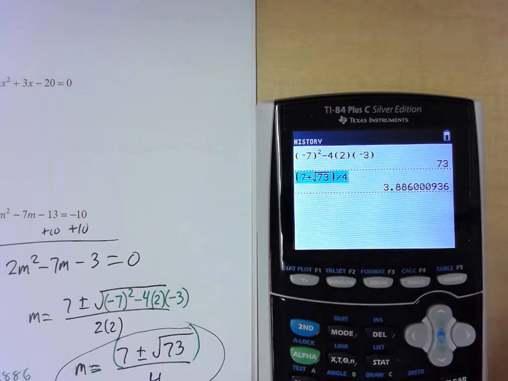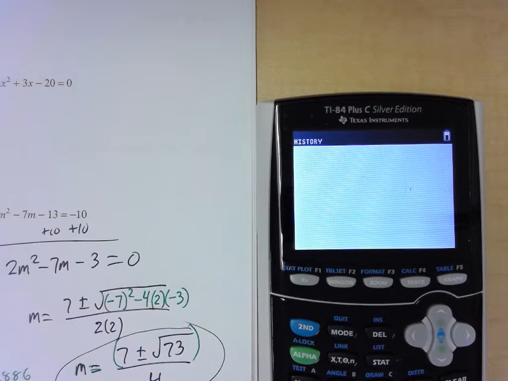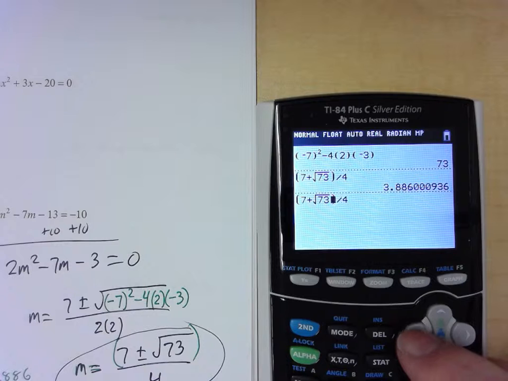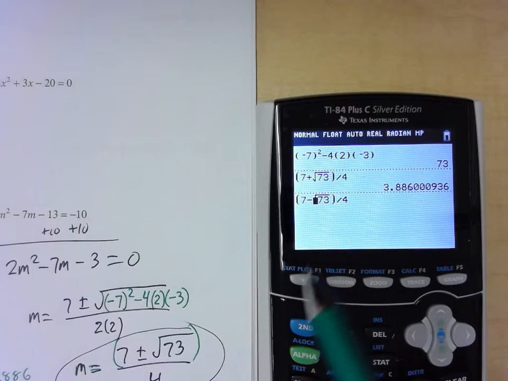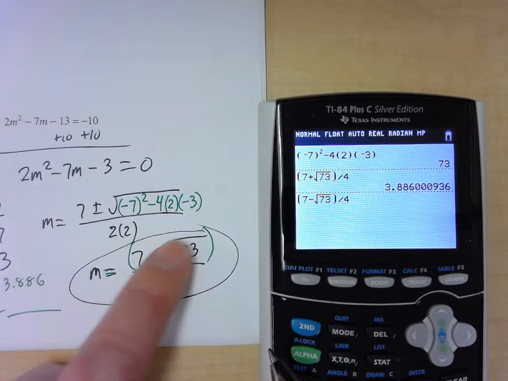So see how that's highlighted now. Hit the up button, and I'm going to just edit this. Instead of retyping it all over again, I'm going to change it to minus, because it has to be 7 minus. So it's 7 plus that and 7 minus that.